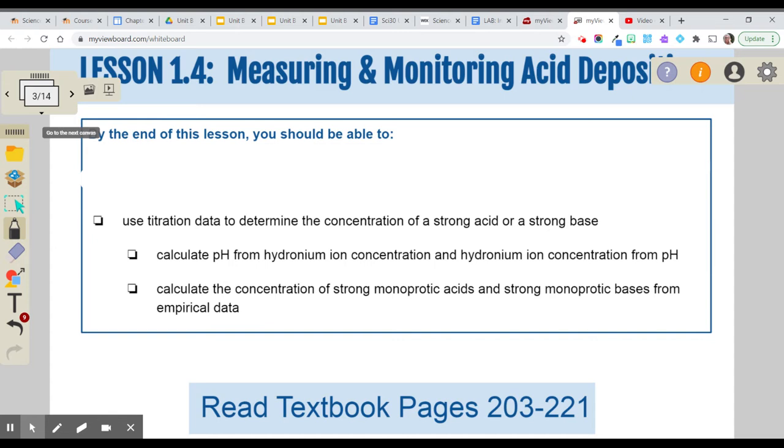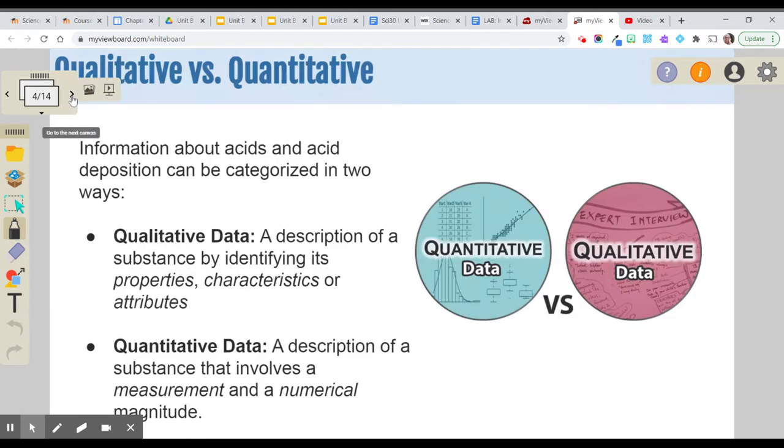So this might be something environmental chemists might do to figure out what the pH of a lake is, or what the buffering capacity of that lake might be. All right, so let's just dig right into this. So you've got your textbook readings down here. There are a lot of extra examples than what I'm going to be giving you today in this lesson. So make sure you go through some of those extra examples in your textbook after you've watched the video.